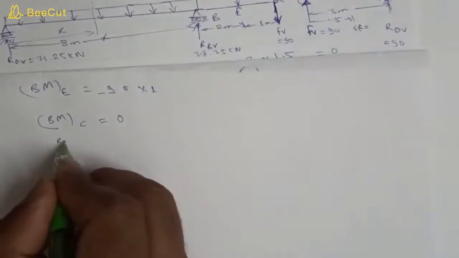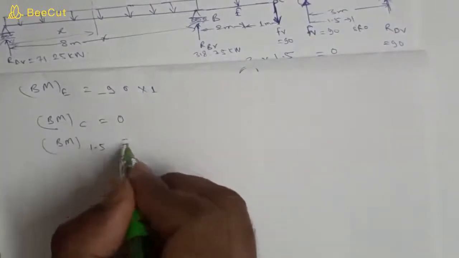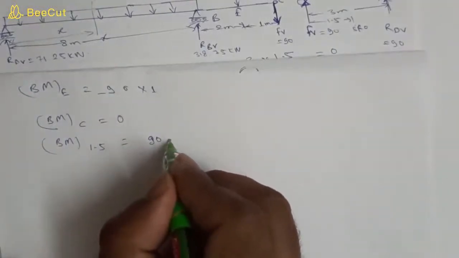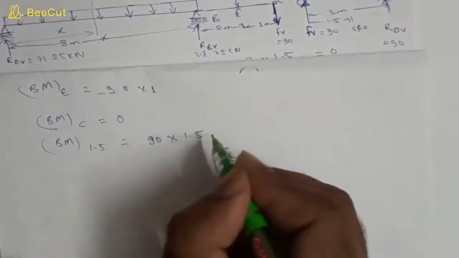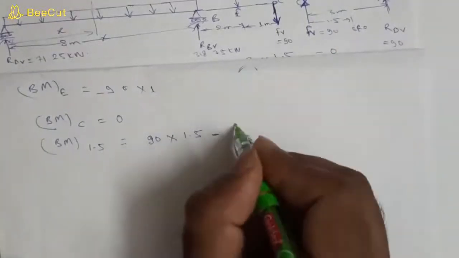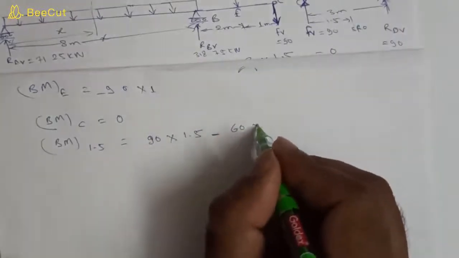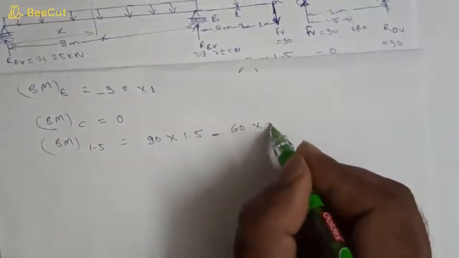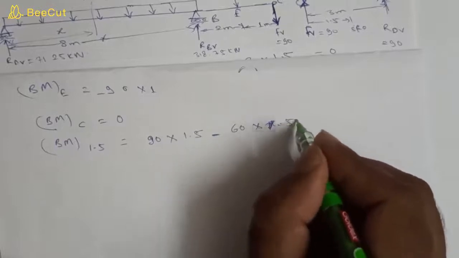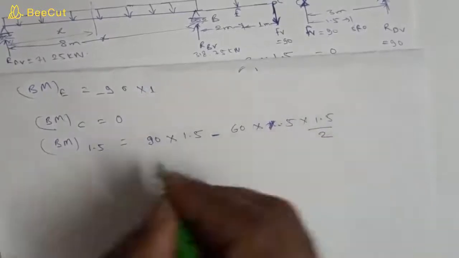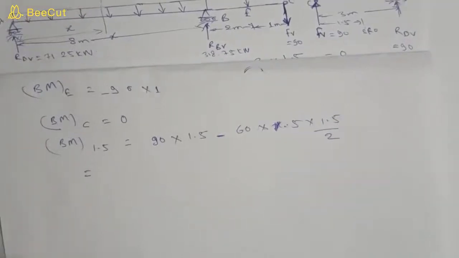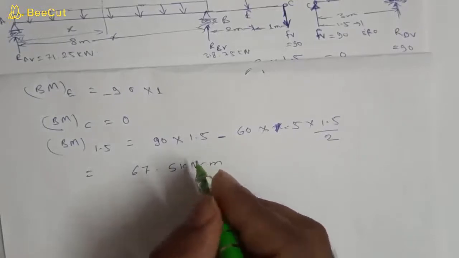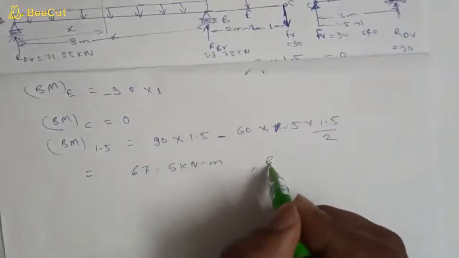Now bending moment at 1.5 meter, where bending moment is maximum, is equal to Fv, which is 90 kilonewton into 1.5, minus the 60 kilonewton per meter into total distance x into x by 2. So x is 1.5, into 1.5 by 2, so it will become equal to 67.5 kilonewton meter. Now bending moment at point D will be equal to 0.